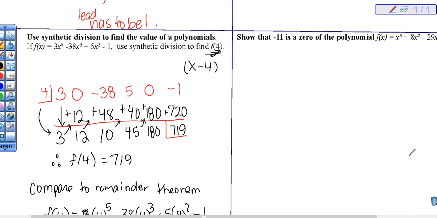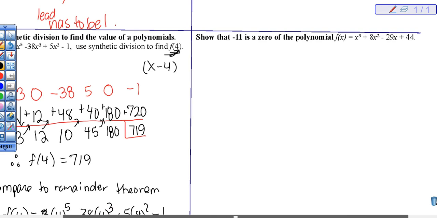So we've used synthetic division to divide. We've used synthetic division to find a value or a remainder. Now we're going to use synthetic division to prove that a number is a zero of a polynomial. So here's what I'd like to write before we begin, and let me get this into the screen so it's in the video here. All right, so we're looking at this problem right here.